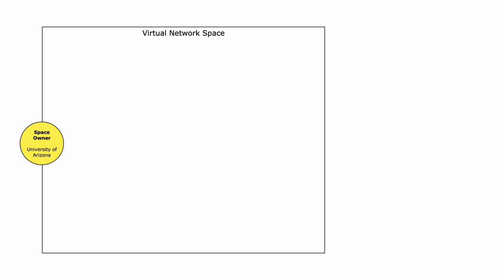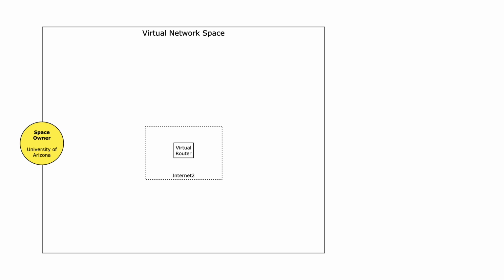Let's walk through the process of creating a new virtual network space and then building a virtual network within it. The first thing I'm going to do when creating a new virtual network is create an empty virtual network space. The space owner is set when creating the virtual network space. Now, I'm going to add a virtual router to that virtual network space. In this picture, I'm showing that the virtual router falls within Internet 2's domain.